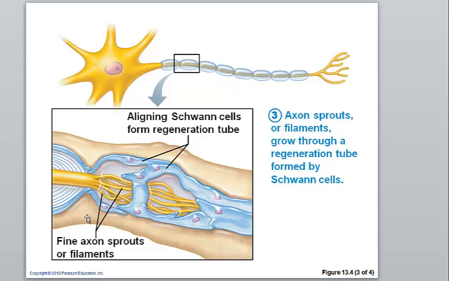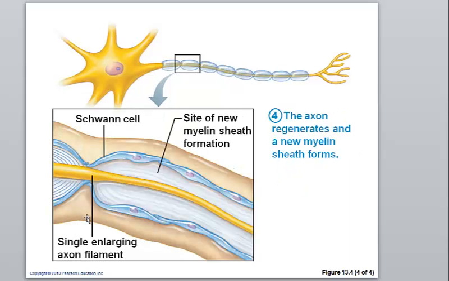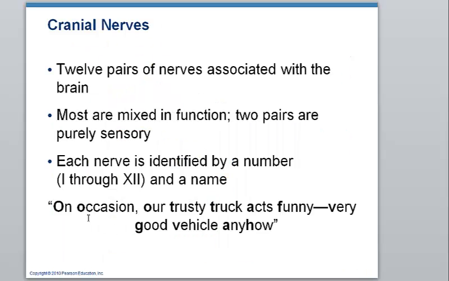Meanwhile, the cut end of the axon forms filaments or sprouts connecting to the other end of the axon that was damaged, okay? And the Schwann cells actually guide them to it. Once everything is cleared up, the Schwann cells form the myelin sheath again, and the axon is completely connected together to form a single large axon filament. And that is basically how your axons or nerve fibers get regenerated. Okay, so that concludes the general topic of your chapter 13.